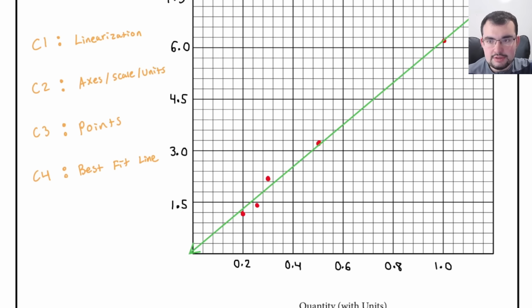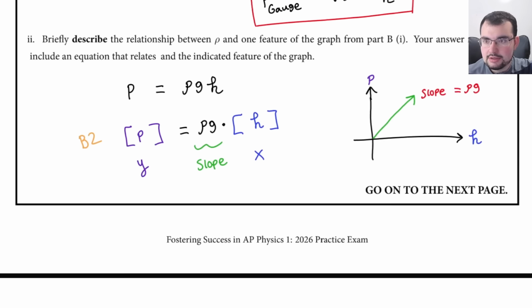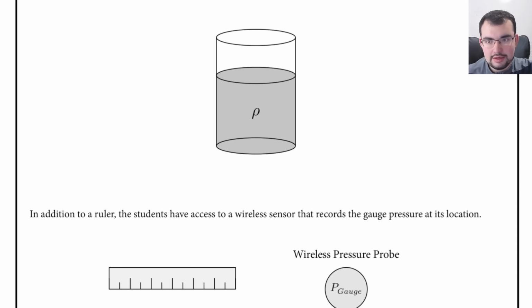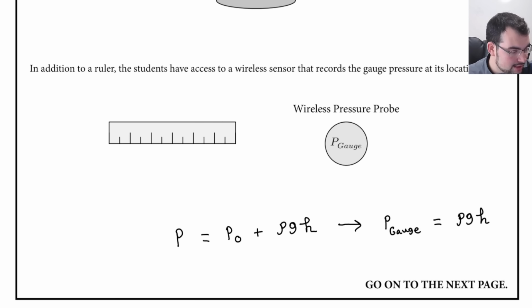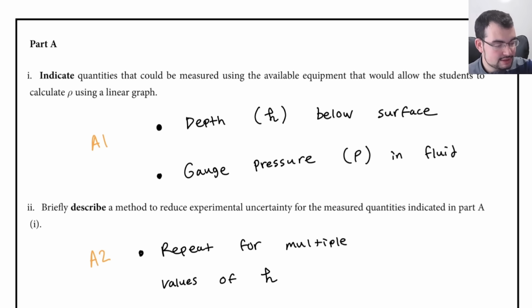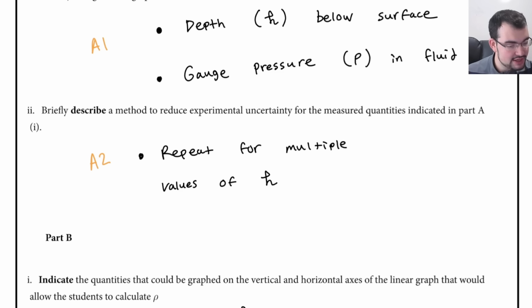This is very routine. So when we talk about the lab being science skills, I needed to know nothing about pressure to know that I could measure distance and pressure from the sensor. I needed to know nothing about fluids to know that I could repeat for multiple values of H. So that's 2 points.